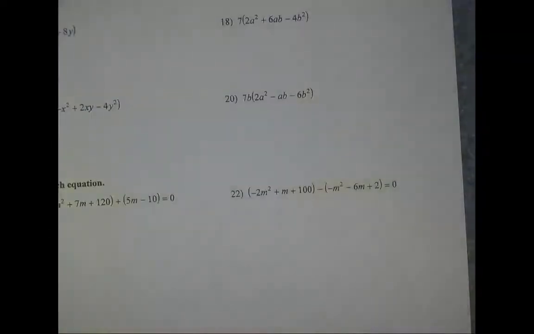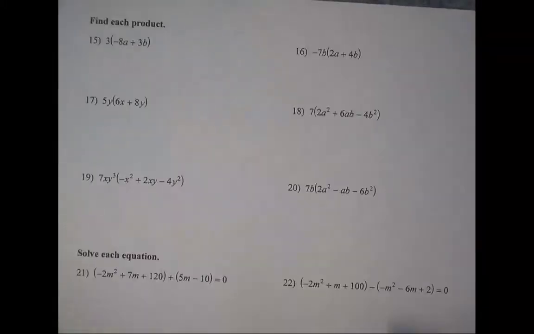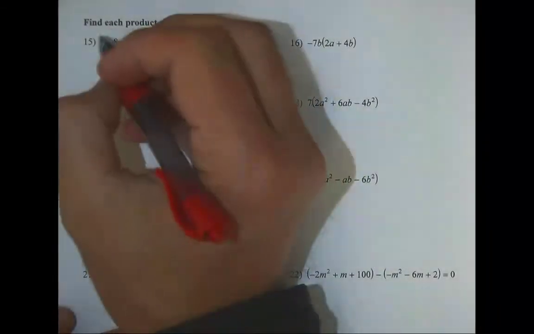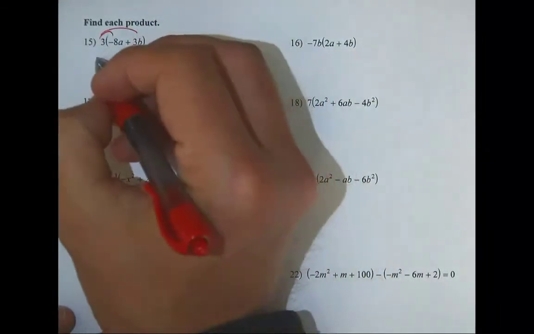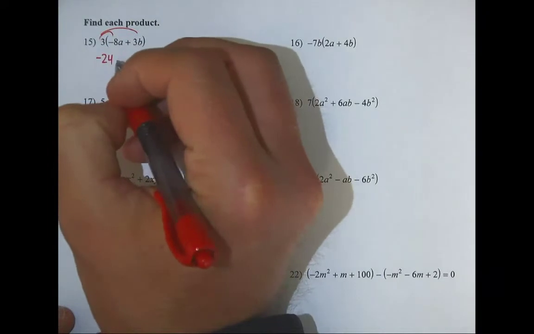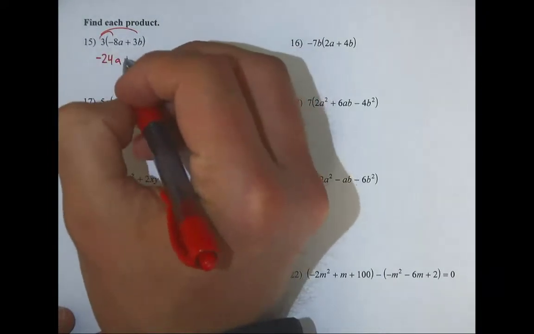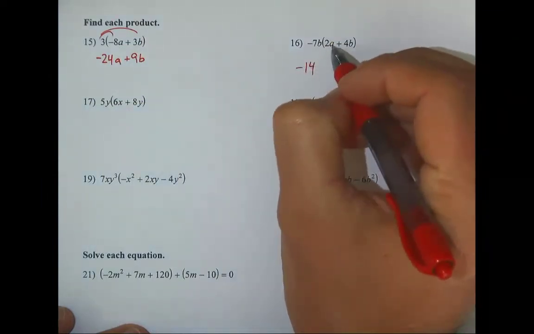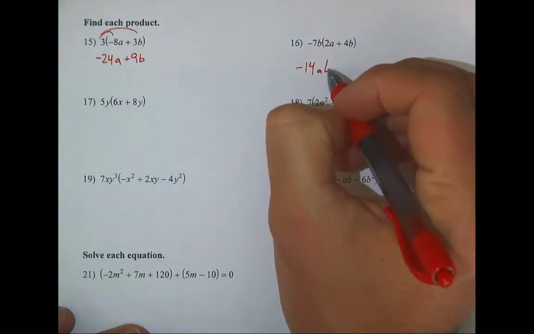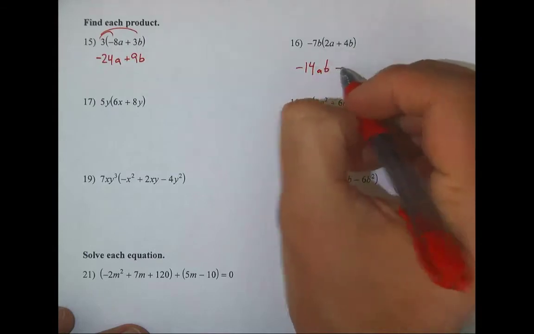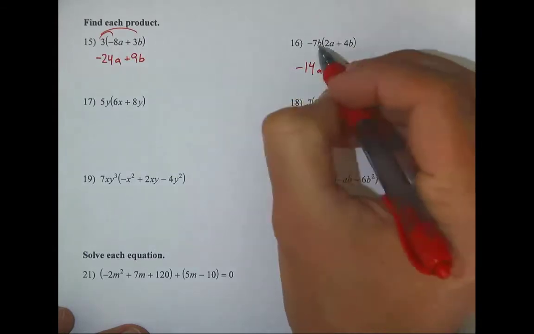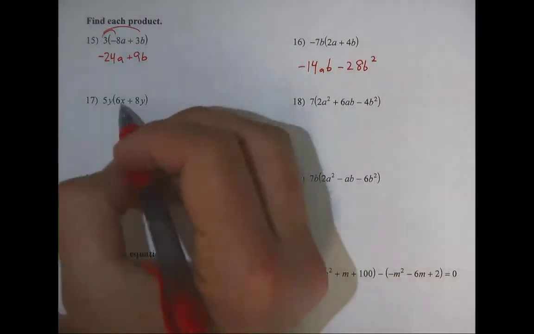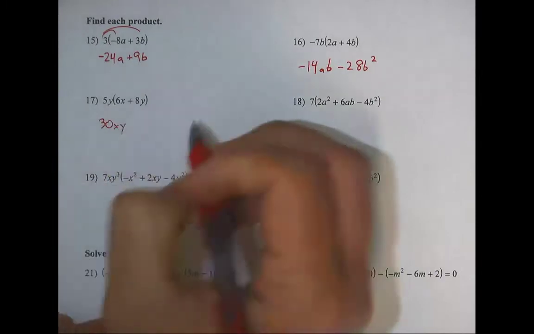A little more practice with this. Distributing negative 24a multiply positive 9b. Negative 14. The a and the b don't do anything. They just combine. So ab, going to get a negative, so minus 28. B times b is b squared. 5 times 6 is 30. X and y just combine.